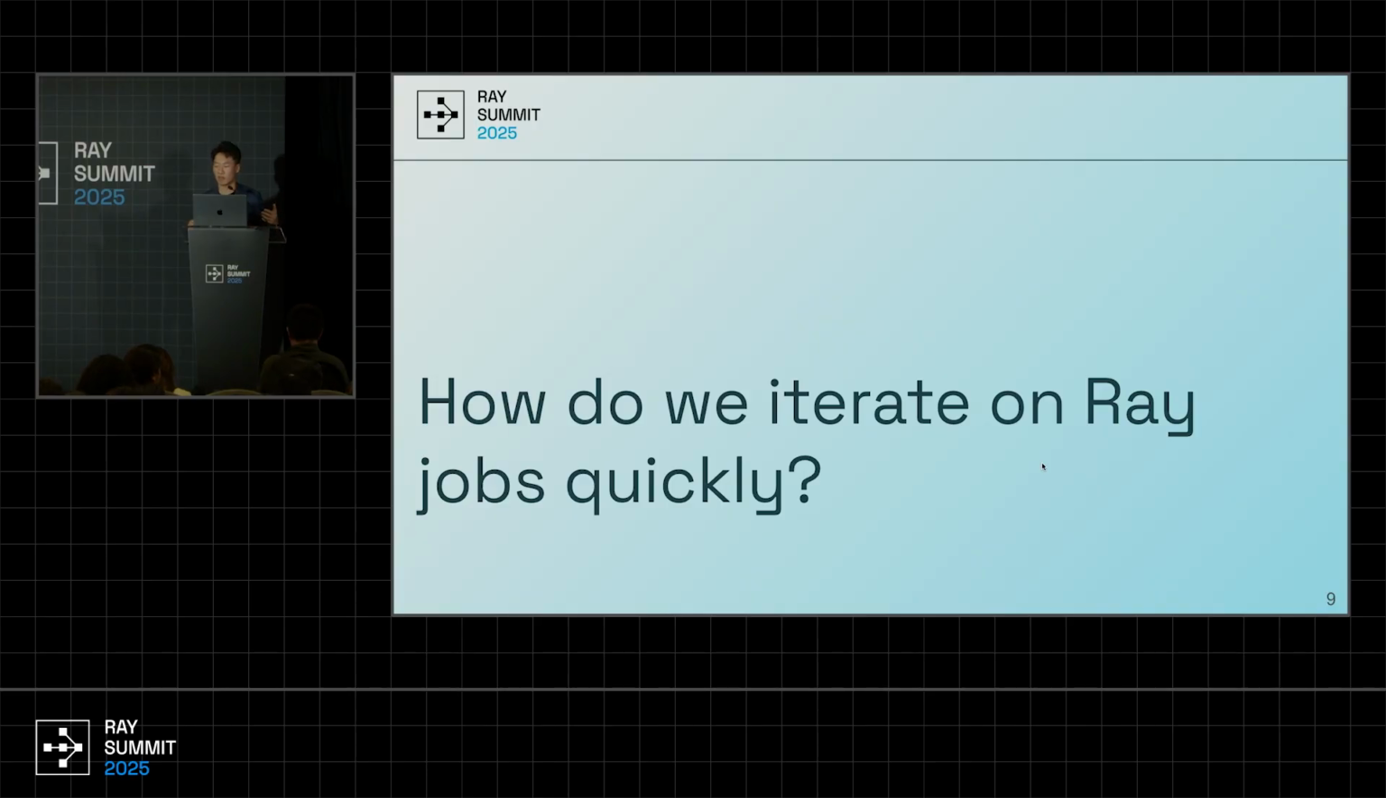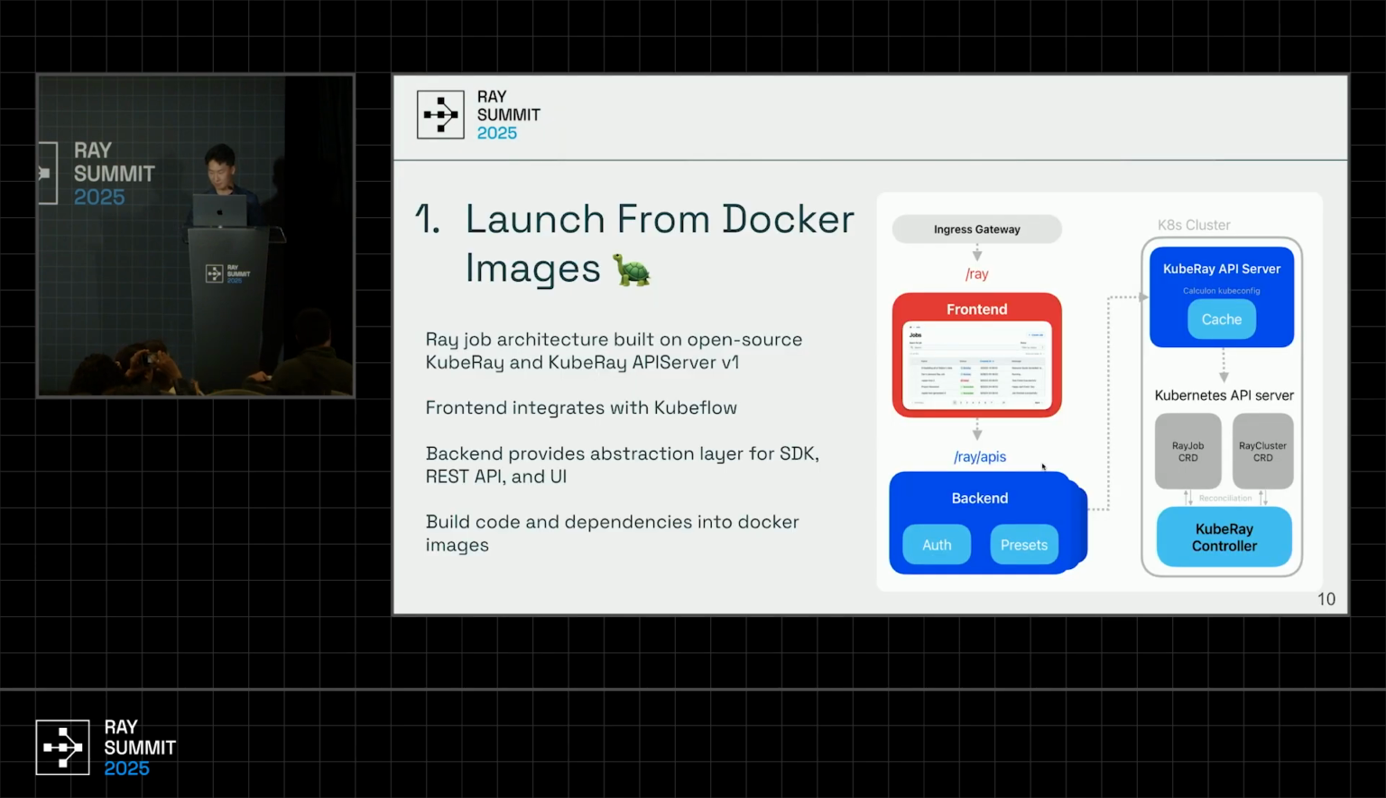So how do we iterate on Ray jobs quickly? We'll talk about our evolution of Ray iteration speed at Roblox from slow to quick. So initially, we created the Ray infra for production jobs. This means that we are building on top of the KubeRay and KubeRay API server. We have our own front end, which integrates with Kubeflow, and we have a back end, which provides auth, and also an abstraction layer over our SDK, REST API, and UI. But whenever you want to change your code, you have to rebuild the Docker image and relaunch the job. And I'm not sure how it is at your companies, but our researchers hate this so much.